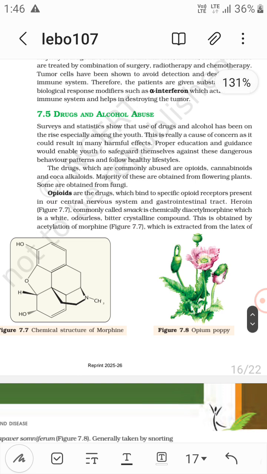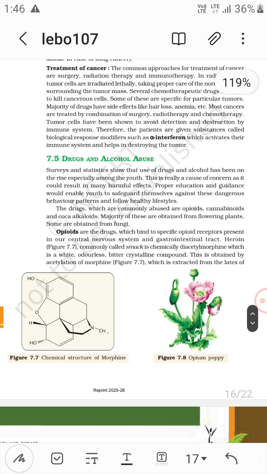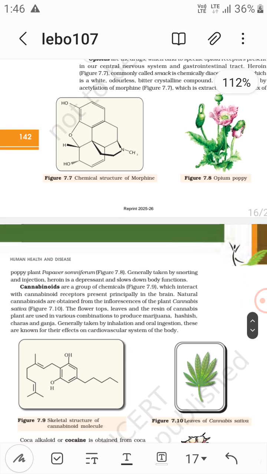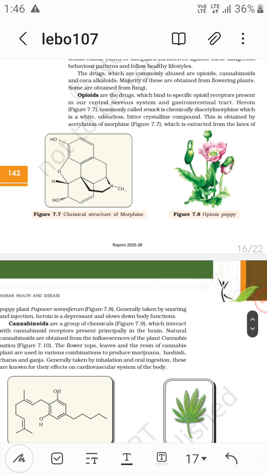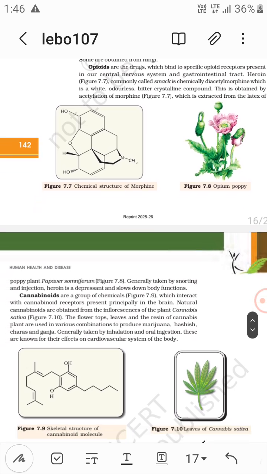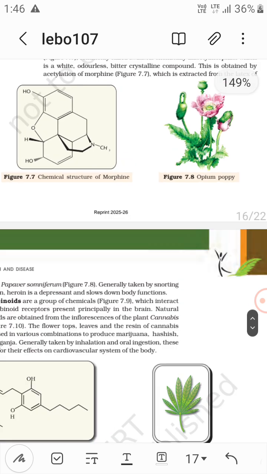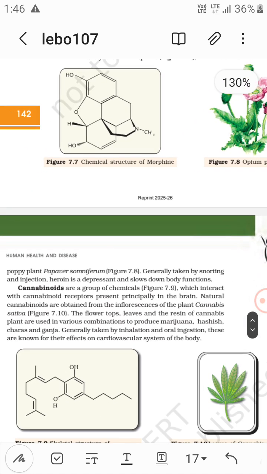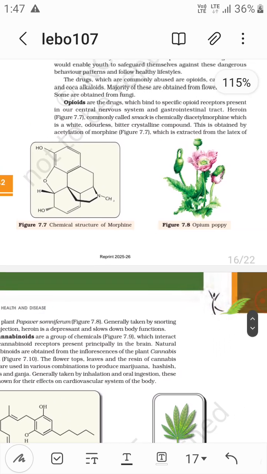This is extracted from the latex of the poppy plant, that is Papaver somniferum. It is generally taken by snorting and injection. Heroin is a depressant and slows down body functions. So this is the opium plant, Papaver somniferum, from which these opioids are obtained.